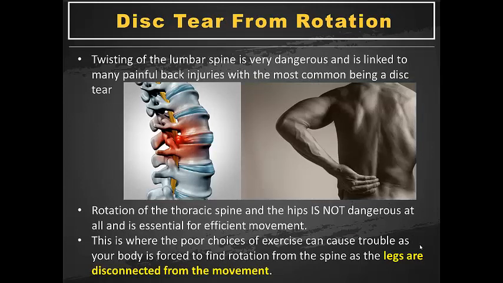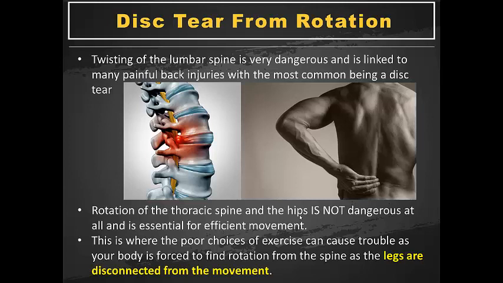So rotational movement, some people will say that twisting is really bad and shouldn't be done, and to some degree they're right. Twisting of the lumbar spine is very dangerous, and this is where we would see a torn disc, a disc tear, which is a bit different from a bulging disc. And we will see that from poor rotation, but to say rotation is bad is not true. It's just rotation of the spine that is not right. Rotation of the thoracic spine and the hips is very important. They're actually essential, because if you can't do it, then you're really going to have to move like a robot.